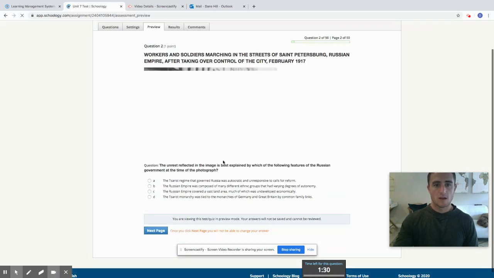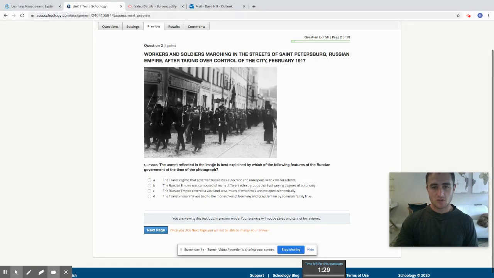Okay, same stimulus. The unrest reflected in the image is best explained by which of the following features of the Russian government at the time of the photograph. So, features of the Russian government. The Tsarist regime that governed Russia was autocratic and unresponsive to calls for reform. That sounds right away. We know Russia was autocratic. They did not reform. They didn't do all of these things leading up to the war.